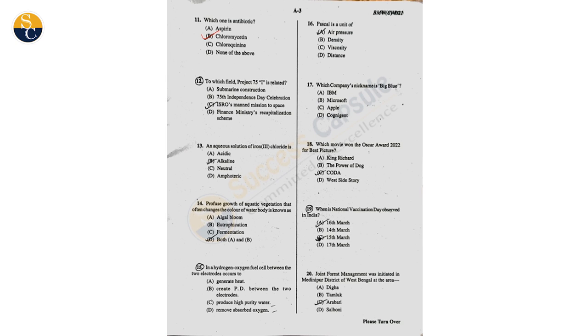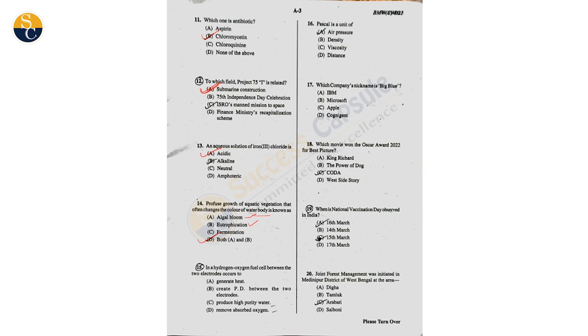To which field is Project 75I related? So it is related to indigenous construction of 6 modern conventional submarines. So A is the correct answer. Next, an aqueous solution of iron 3 chloride is acidic in nature. A is the correct answer. Profuse growth of aquatic vegetation that often changes the color of a water body is known as eutrophication. So harmful algal blooms, dead zones and fish kills are the result of a process called eutrophication. So here D will be the answer, algal bloom and eutrophication.